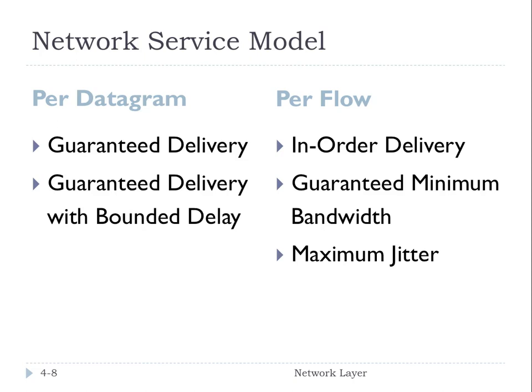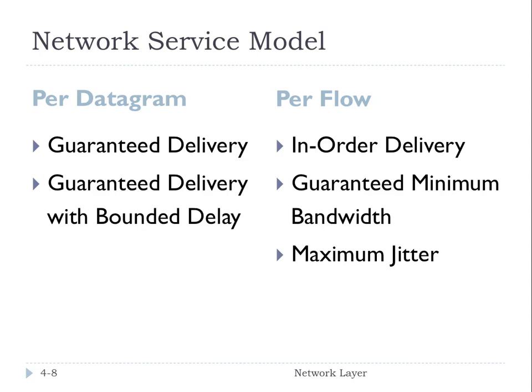Properties of the flow are things like in-order delivery. Are the packets delivered in order? Some network layers, not IP, might guarantee that the packets are delivered in the same order that they were sent. Another property is guaranteed minimum bandwidth. That means that the network layer will guarantee that some minimum bandwidth, say 500 kilobytes per second, will always be present, and the bandwidth will not go below that.